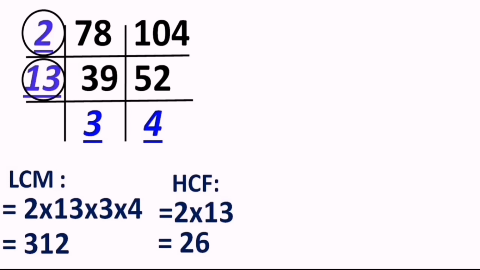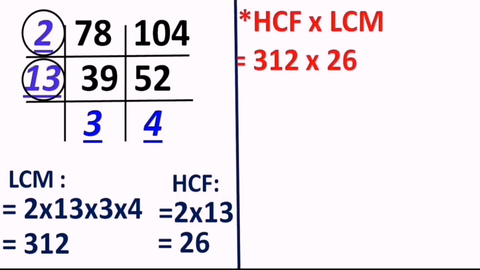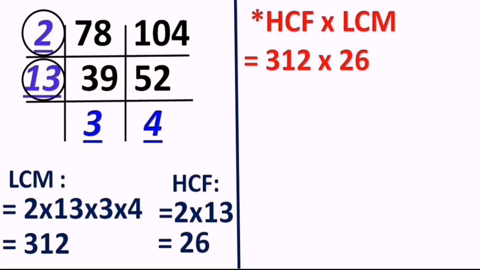And now let's verify the property. We will verify the property, and we will try to understand the property. What is the property? What is the relation between HCF and LCM? Okay. So very first, find the product of HCF and LCM. HCF is 26 and LCM is 312, and when you multiply them, we get the answer 8112. That means 8112.